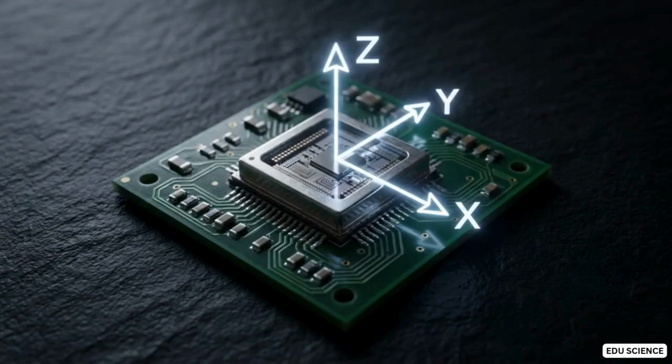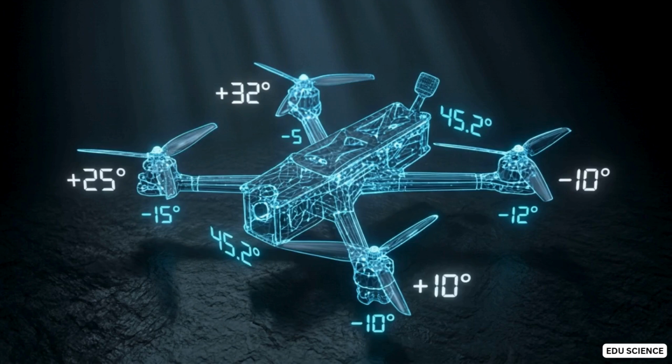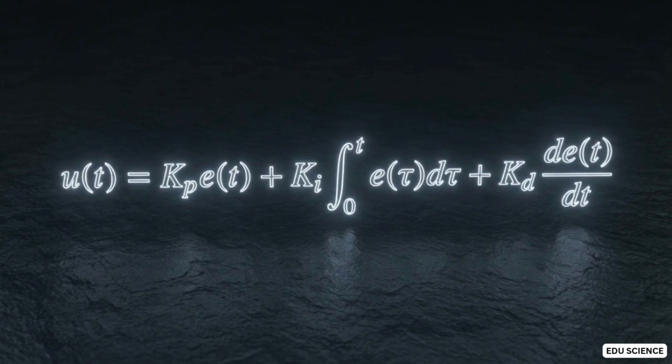The solution starts with measurement. By installing a 3-axis MEMS gyroscope, the drone can measure its exact angular velocity and feed that telemetry into a continuous stabilization algorithm. That stabilization is governed by the proportional integral derivative equation, or PID loop. This calculus function serves as the neurological center of the aircraft.